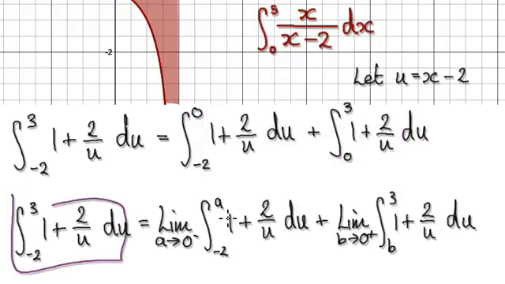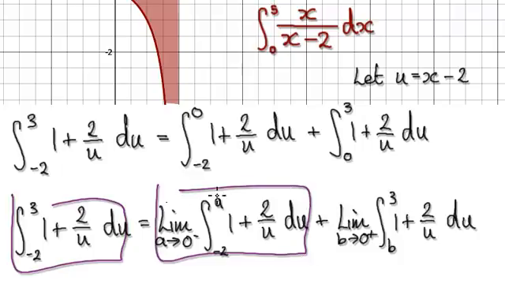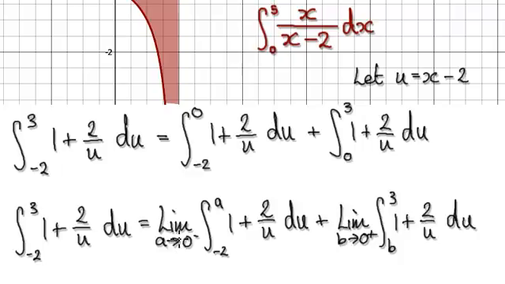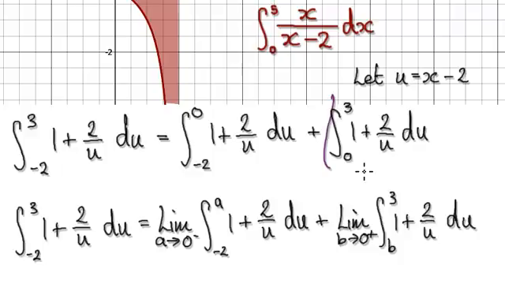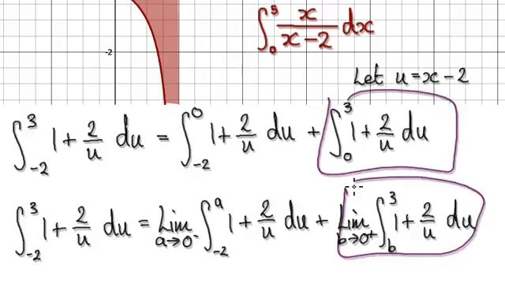We need to break this up into two separate integrals, and then allow A to head towards 0 from the negative side. So this thing here will then become this, and then later on this thing here, we will need to allow B to head towards 0 from the right hand side. So this thing here will then become this.